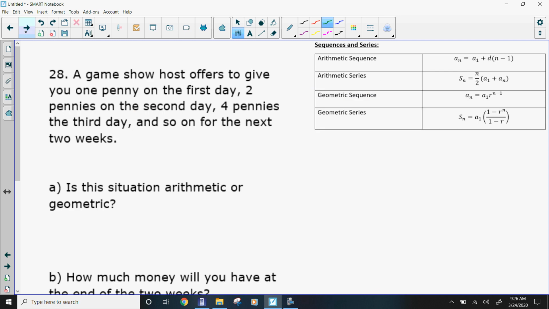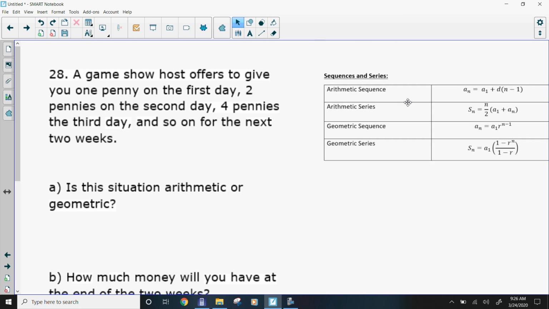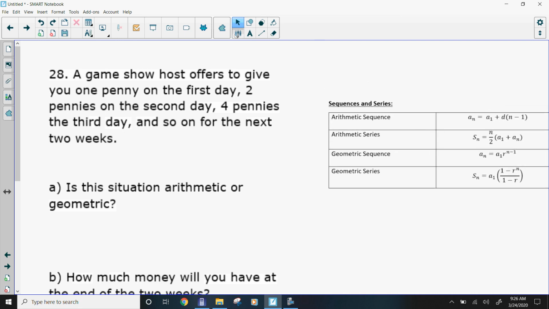A game show host offers to give you 1 penny for the first day. Over the last few years that we've given this test, everyone always messes up because for 1 penny, they just put one. But you guys have to know how money works. 1 penny is 0.01. So you got to pay attention to that.